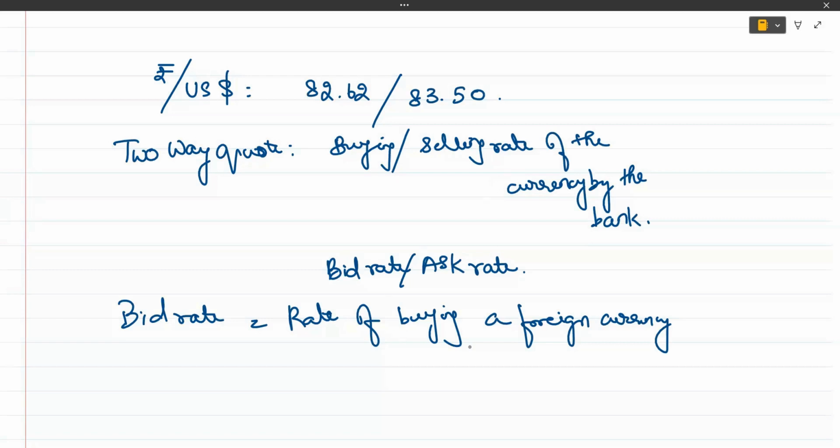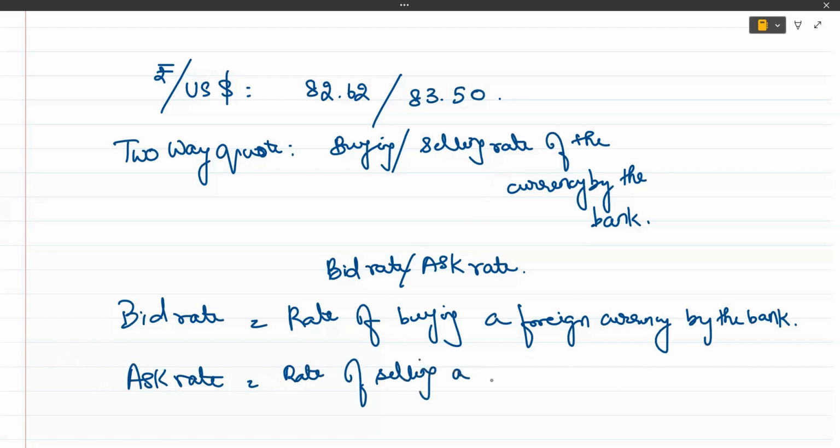So what is bid rate? Rate of buying a foreign currency by the bank. When you are selling, the banker is buying. Then ask rate. Ask rate is the rate of selling a foreign currency by the bank. So this is bid rate and ask rate. The difference between bid rate and ask rate is called spread. The bank makes profit because of the difference in the bid rate and the ask rate in foreign exchange transactions.